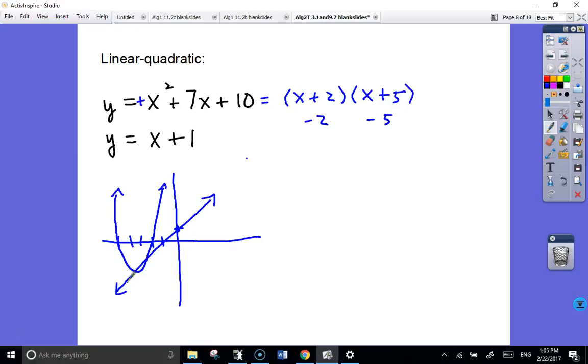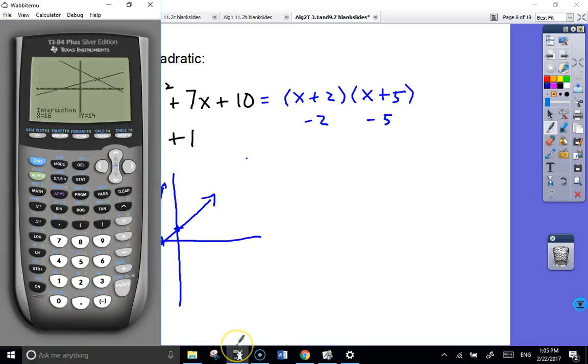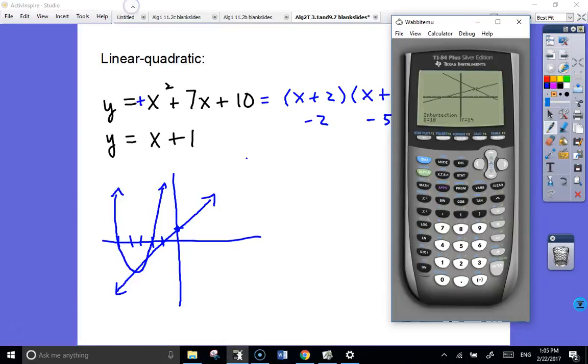Okay? But again, our ability to draw a quadratic accurately is not great, so we need to let the calculator do that. So go to y equals. Y equals, clear, x squared plus 7x plus 10, clear, x plus 1. Normal zoom, zoom 6.